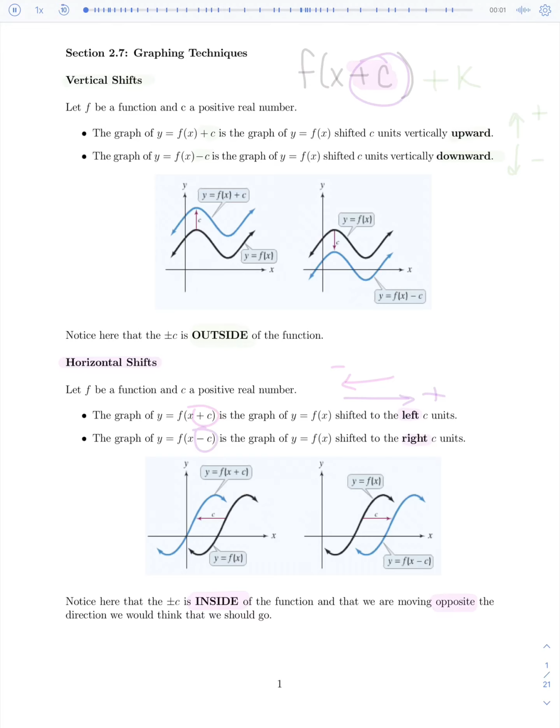In section 2.7, we're going to go over graphing techniques that you should have learned back in college algebra, which means we're going to look at shifting things left, right, up, down, stretching, and flipping them upside down. We're just going to streamline this a little bit more than what you saw in college algebra and give you a quick review. And the quick review is remembering any numbers that are inside of your function.